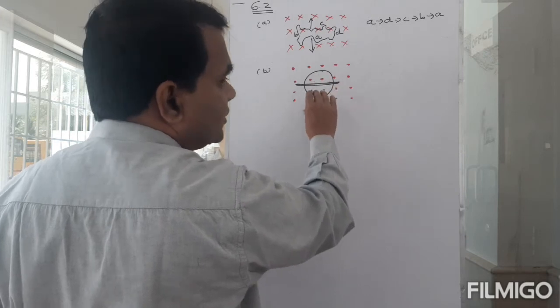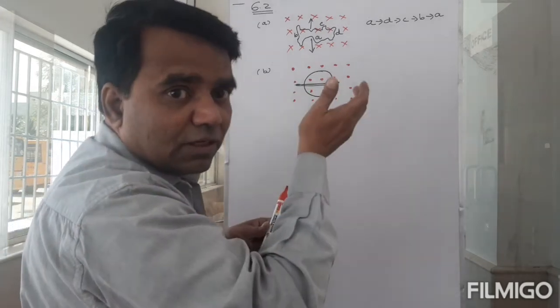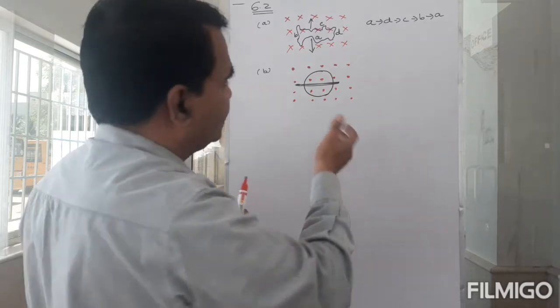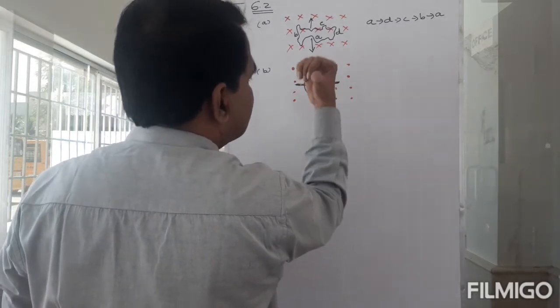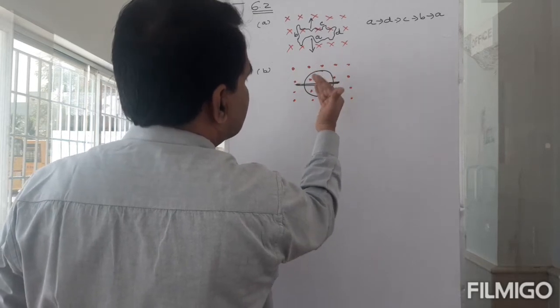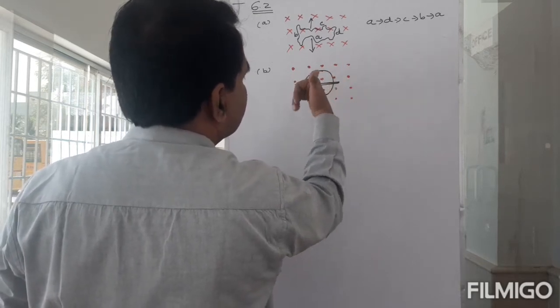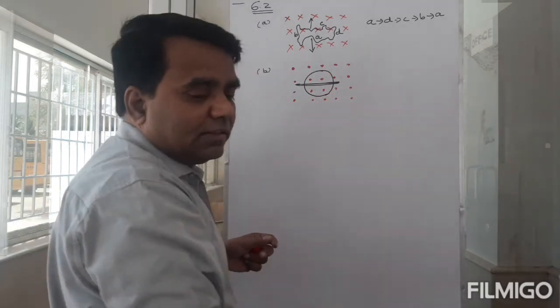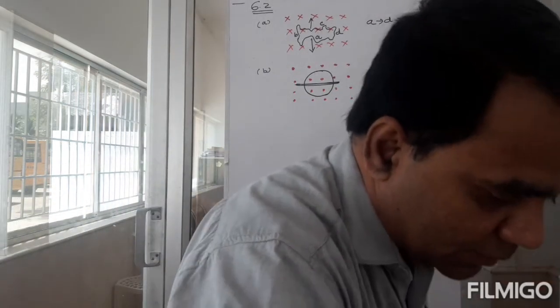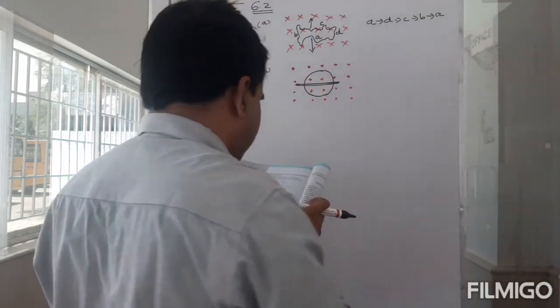So the current should oppose that change. So it has to put flux in this direction. It has increased the flux. So if it has to increase the flux, then current should be flowing in this direction, because the flux is in this direction. Okay, so if we see this, which is A, which is B.